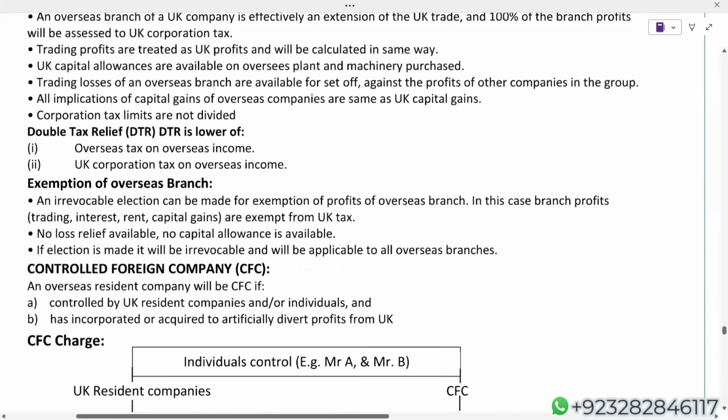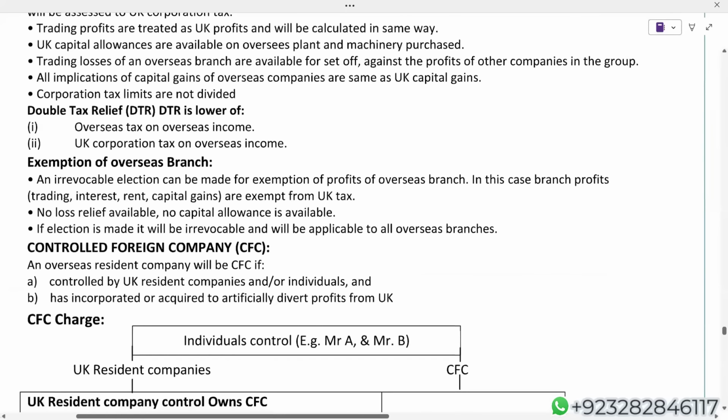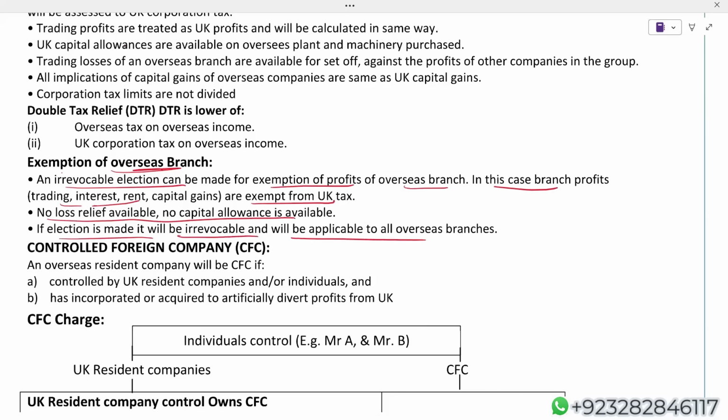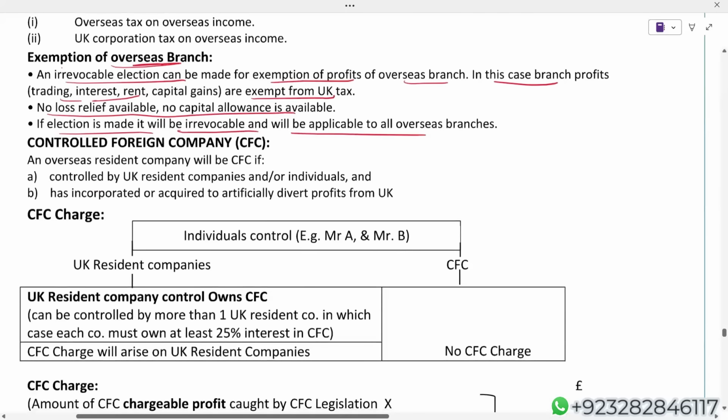Overseas subsidiary and branch, you just have to read it once. You just need to know one thing: an overseas branch is not a separate legal entity, but an overseas subsidiary is a separate legal entity. If you go for exemption of an overseas branch, an irrevocable election can be made for exemption of profits of the overseas branch. In this case, branch profit, trading interest, rent and capital gains are exempt from UK tax. No loss relief is available, no capital allowance is available. If the election is made, it will be irrevocable and will apply to all overseas branches.